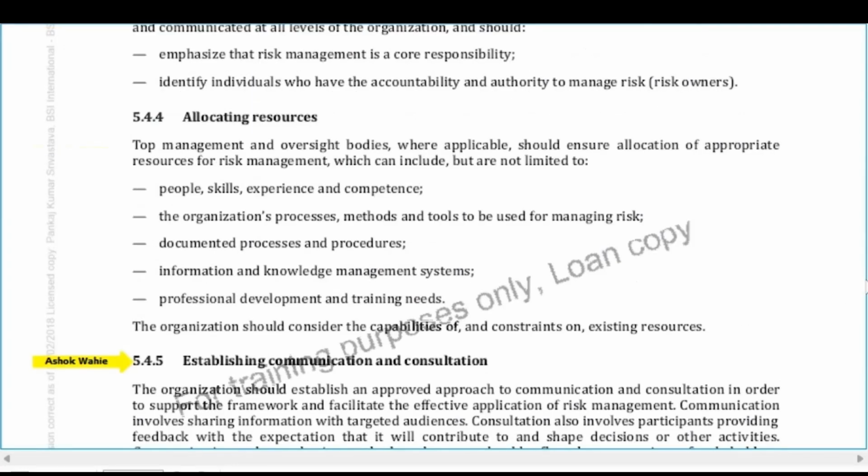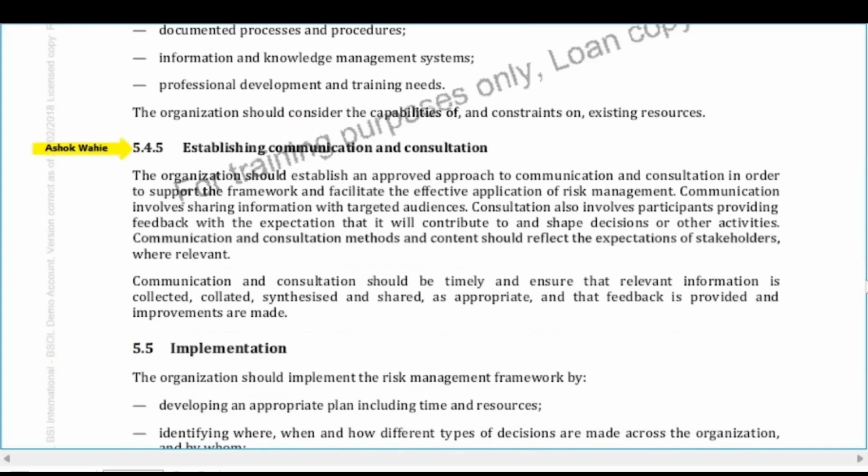So another requirement or commitment from the top management is establishing communication and consultation. Now, what is the meaning of communication and consultation? Here we apply the principle of inclusiveness. So, what is your policy or approach? You need to establish an approach to communicate and consult. Communication is something different, consultation is different.